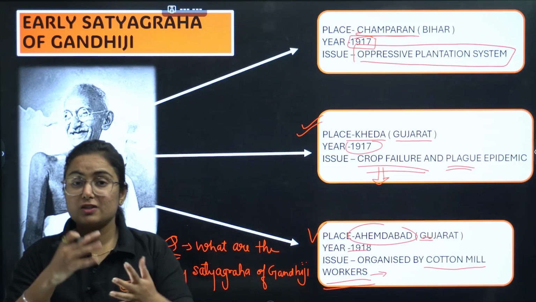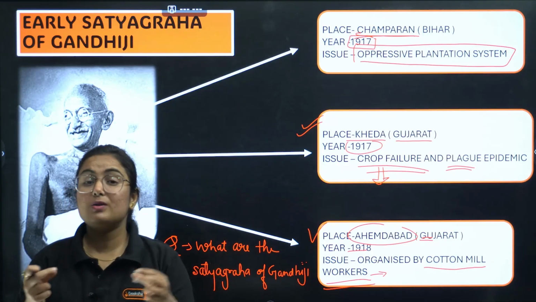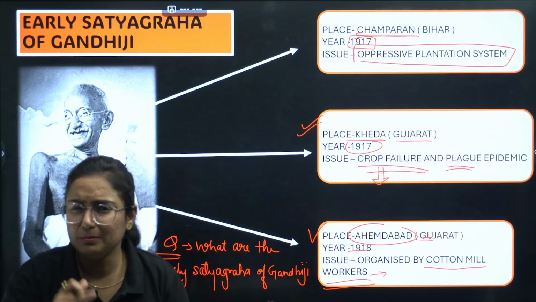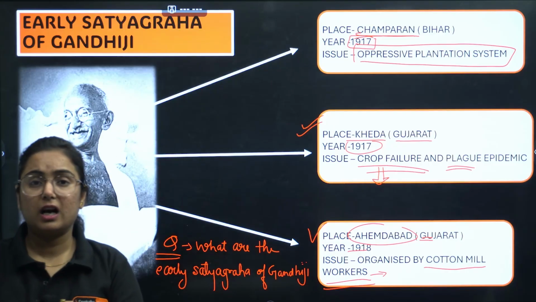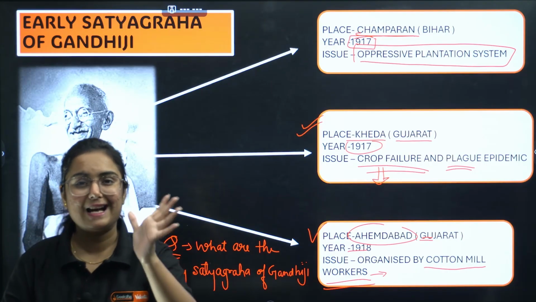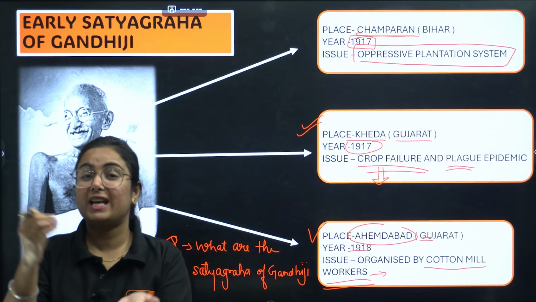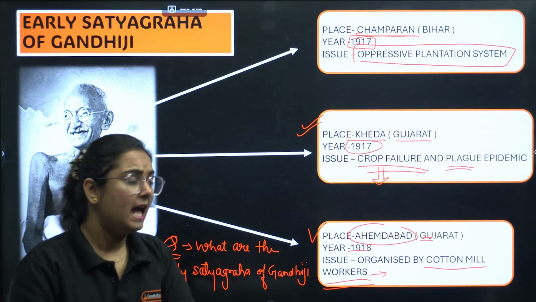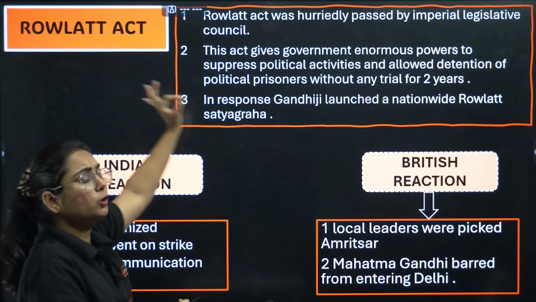Because of this, he gained popularity among the common masses. He wanted to make a struggle which would be all-India in nature. He wanted to start a national movement in which every Indian would participate. And yes, he will get the chance for it, because the Britishers are going to do one thing.